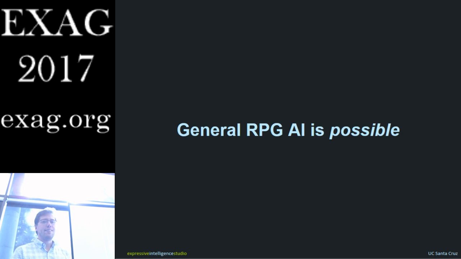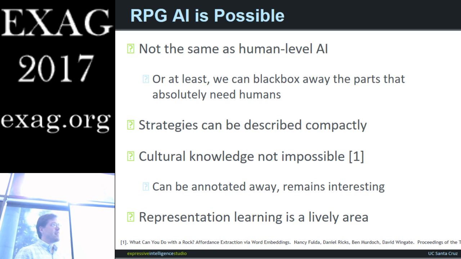I'd like to argue next that general RPG AI is possible to do, even though it's really hard. I don't think it's the same as capital H hard AI, where it's human level cognition. Or, in the worst case, if I'm wrong and it is, I think those parts that require human cognition can be sequestered away and annotated away, and we don't need to deal with those parts. The rest of the problem is still really interesting, even without cultural knowledge, for example, as part of the things that we're trying to learn.